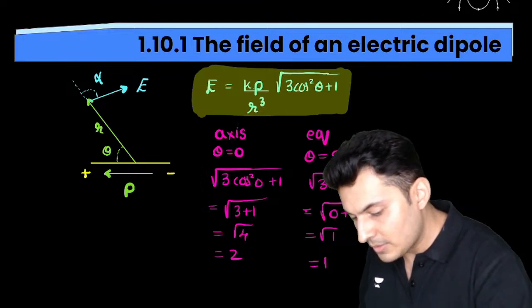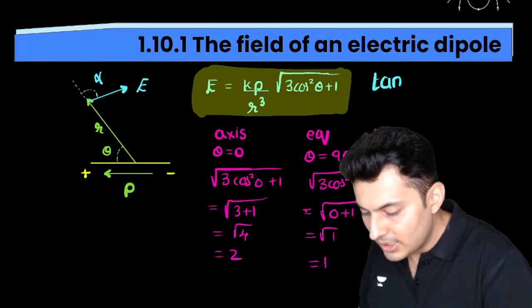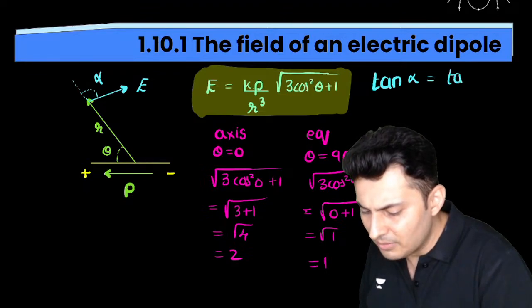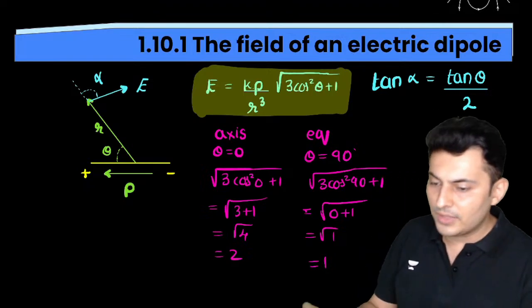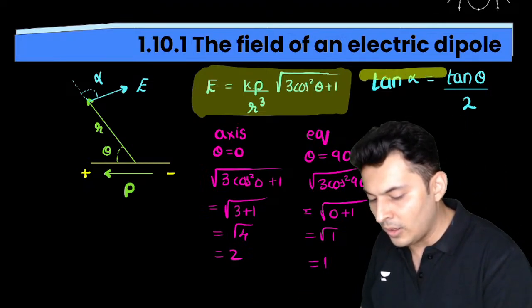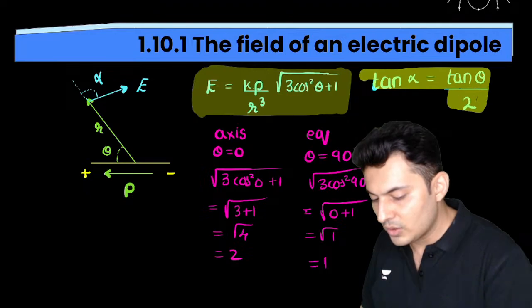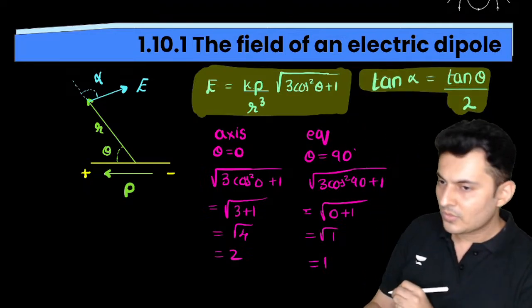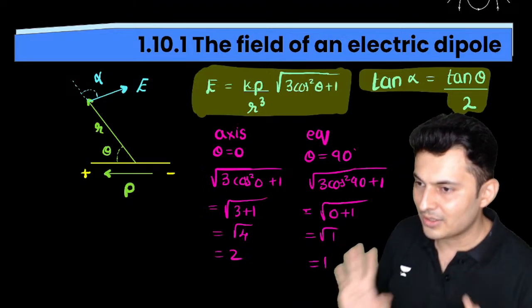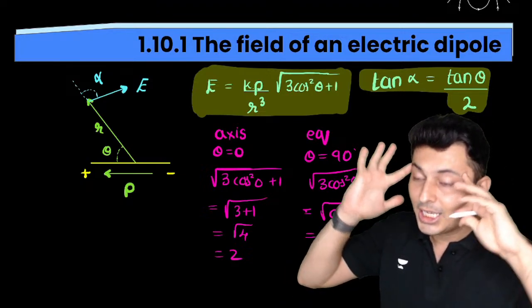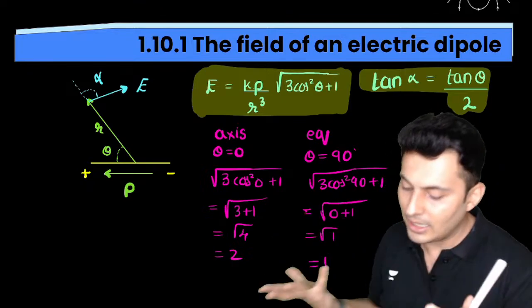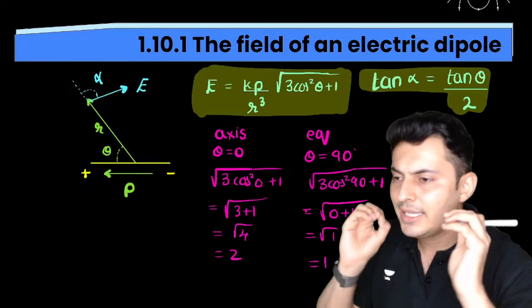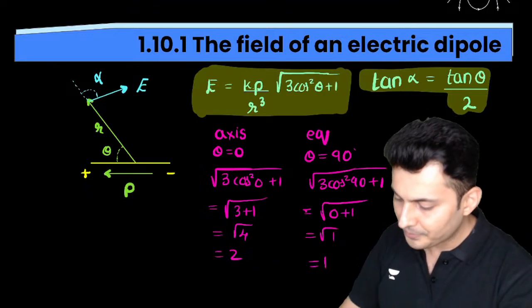The value of tan of alpha is very simple. It is just tan of theta divided by 2. That's all. So these are the two important formulas for all of you. Tan alpha is tan theta by 2. Keep these things in mind for NEET perspective. In boards, they will not ask, but in NEET, they can ask an application, direct substitution based question.